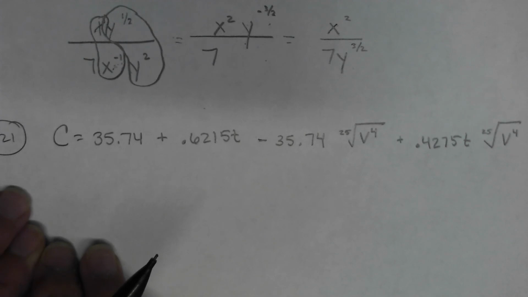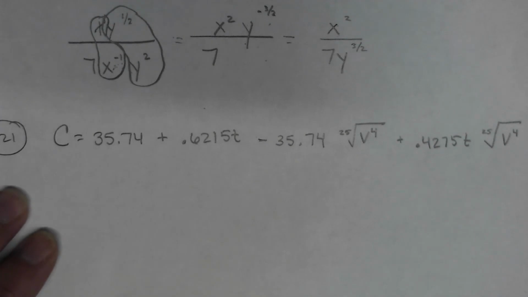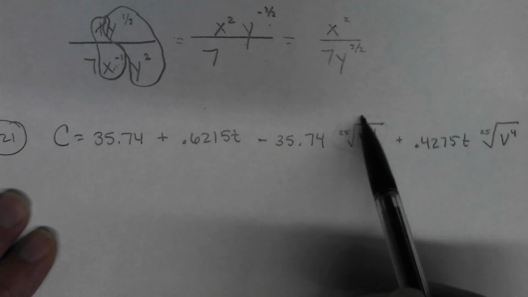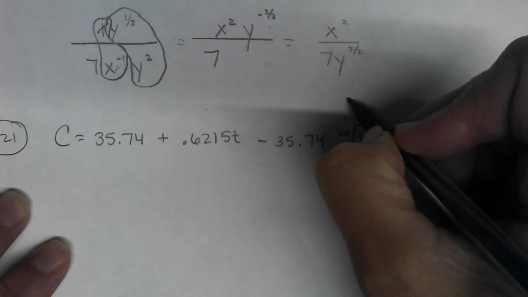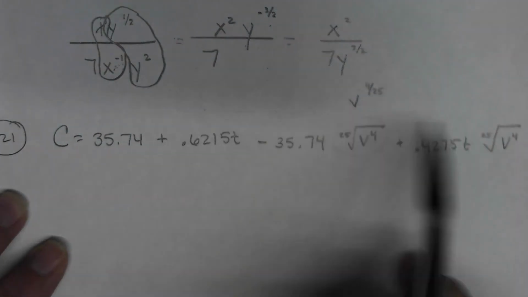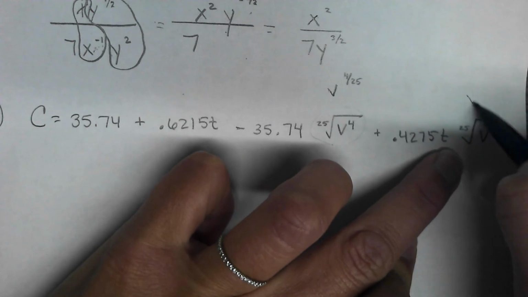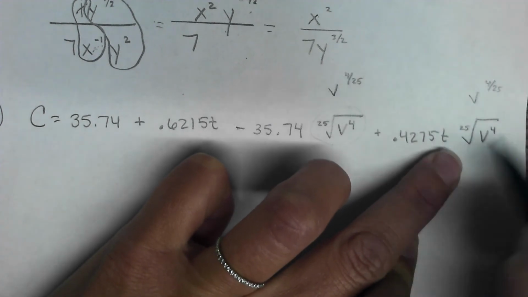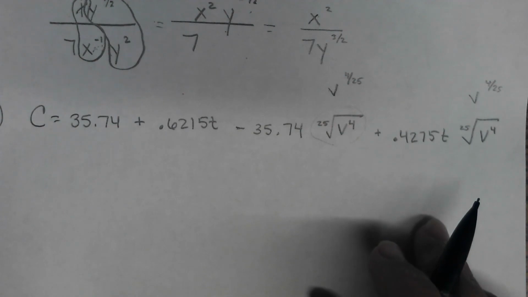So the first step, part A, says to rewrite the equation for calculating wind chill temperatures using rational exponents. Rational exponents are just fractional exponents. So it's just asking you to take this and rewrite this as a V with a 4 over 25, and rewrite this as a V with a 4 over 25. It's just asking you to rewrite it without the radicals and with the rational exponents. So that's all that part is.